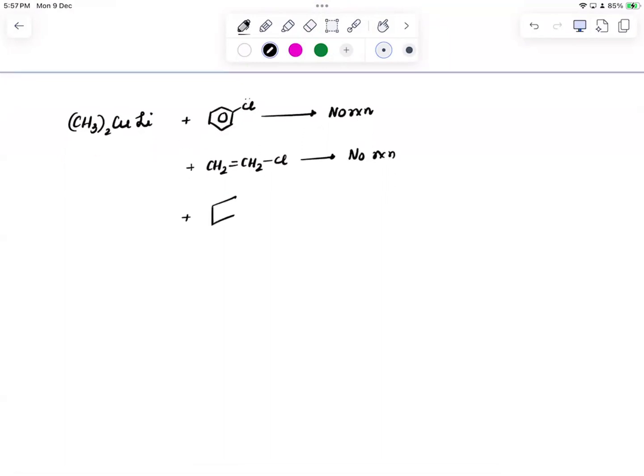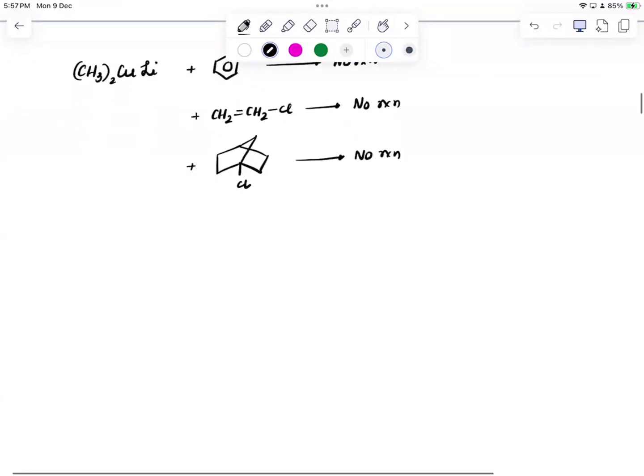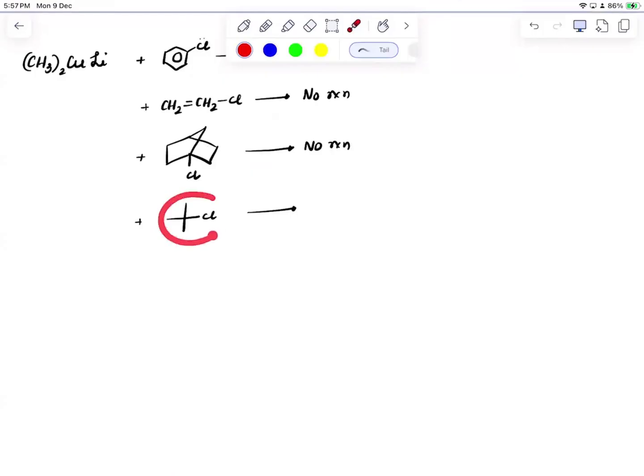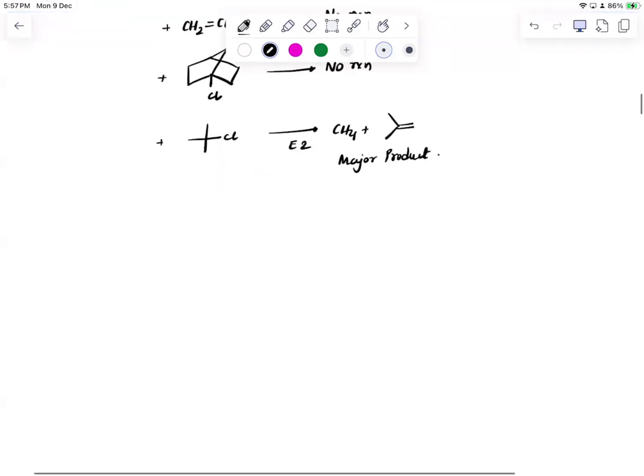Or if chlorine is a part of a bridge here, like this, let's say chlorine is a part of a bridge position, then also it will have no reaction. And if it is a part of a 3 degree carbon, then also you will see no reaction. Actually, reaction would happen, but the products are different. Okay. So here the products will be different. What will be the products? When you have this substituted alkyl, then E2 mechanism is more favorable, which means you will get CH4 plus this will become an alkene. These are the major products. So substitution is not favorable, elimination is favorable.